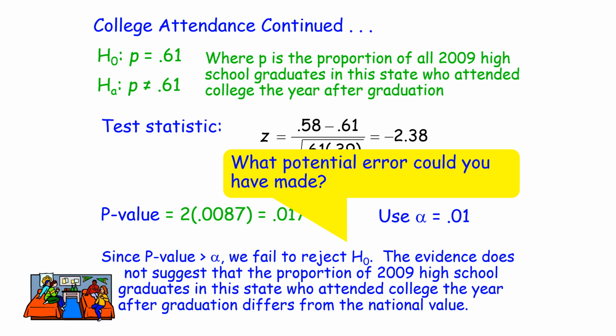What potential error could we have made? That's right, a type 2 error.